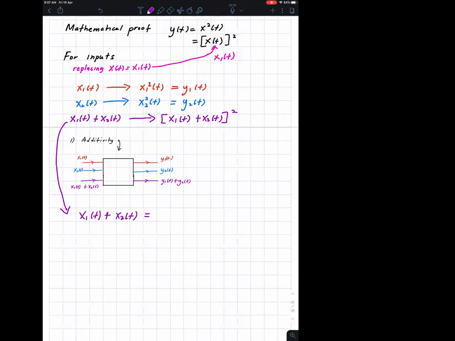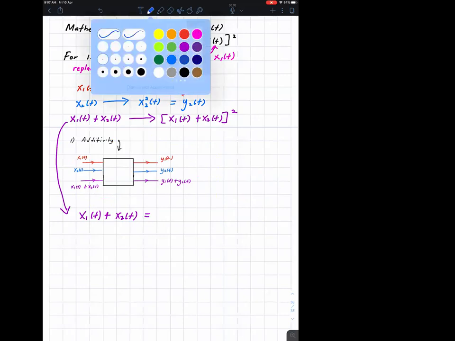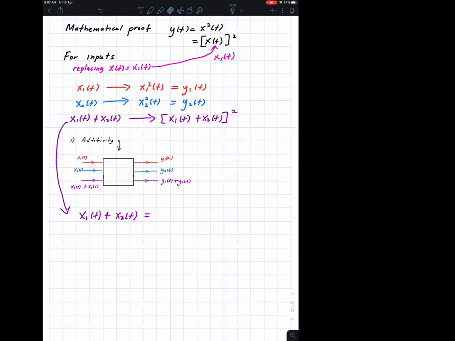You know how to FOIL, right? You guys know how to multiply this. It's just like multiplying x plus y squared. How do you do it? x plus y into x plus y. Remember? In the US they call it FOIL. So you have to multiply them out. Once you multiply them out, what are you going to get?